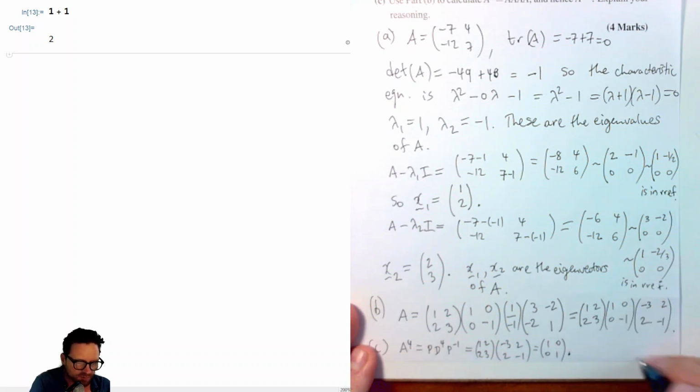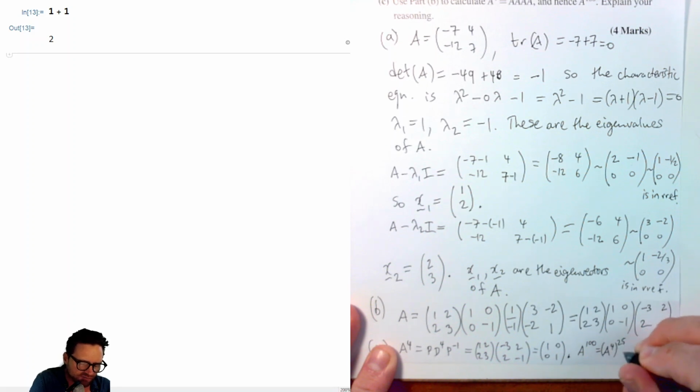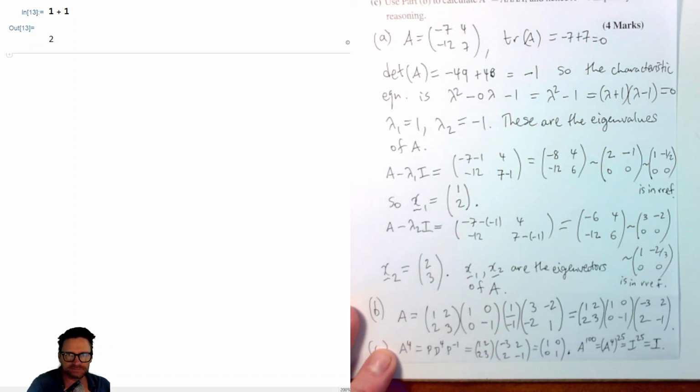Okay, so A to the power of 100 is equal to A to the power of 4 all to the power of 25, which is the identity matrix to the power of 25, and that has to be the identity matrix. Okay, and we are finished. Thanks.